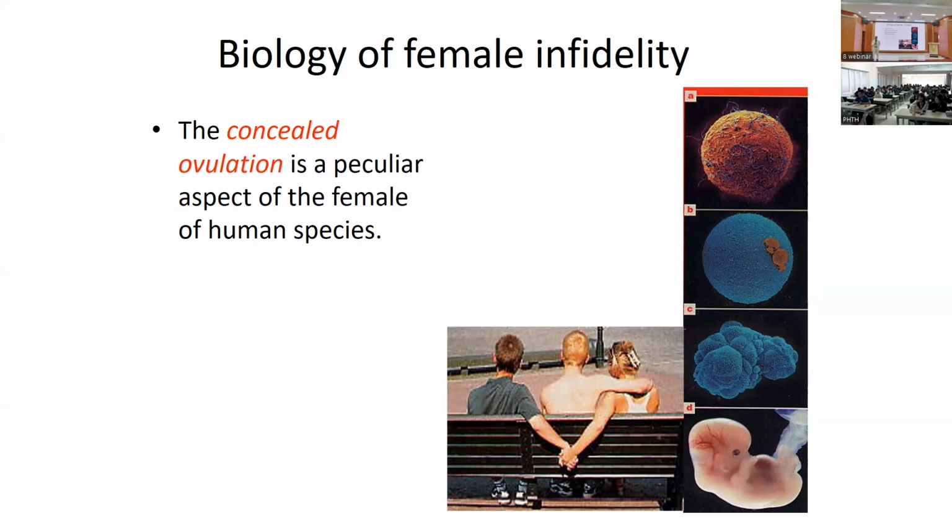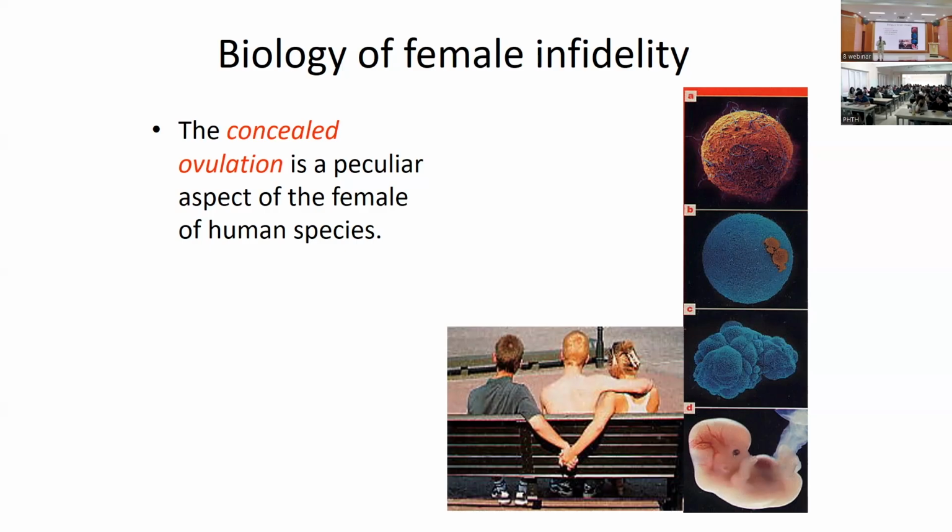Okay, let's see the science about it. In order to tell you if you are right or you are wrong, we have also to understand another unique characteristic of our species. We are the unique animal on this planet which is not telling anything about the ovulation to the partner and also to the subject. This is called concealed ovulation, which is absolutely unique.